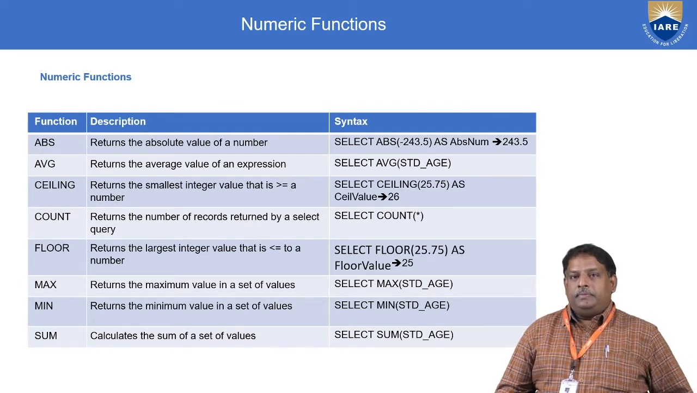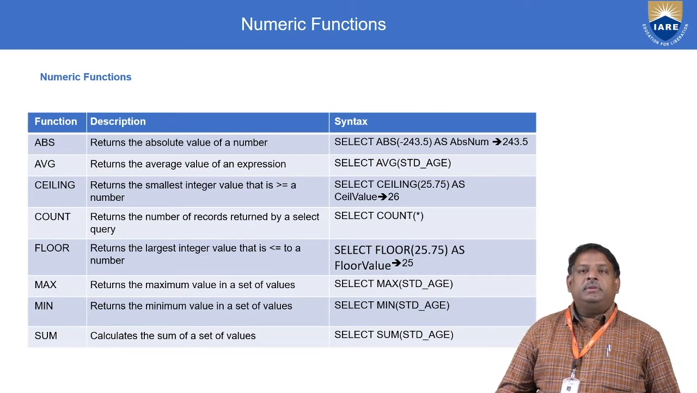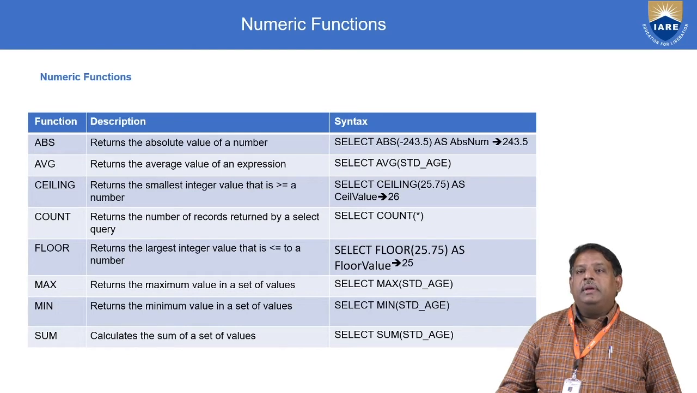Next, count will give me the number of records returned by the select query. The count function returns the number of records returned by the select query. Select count star from table name. If you give that, it will give me the number of rows available in that table.